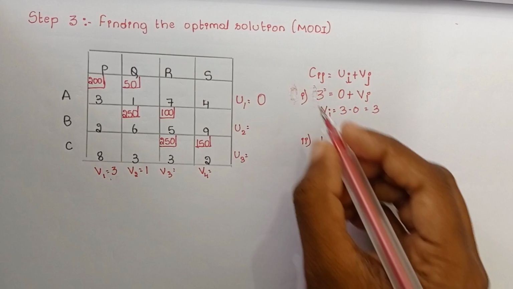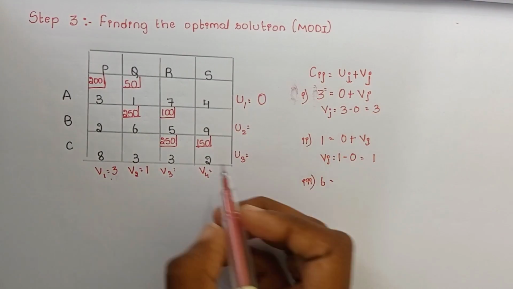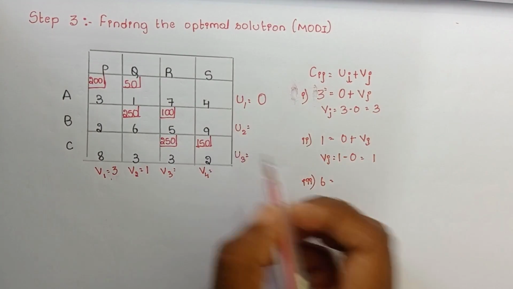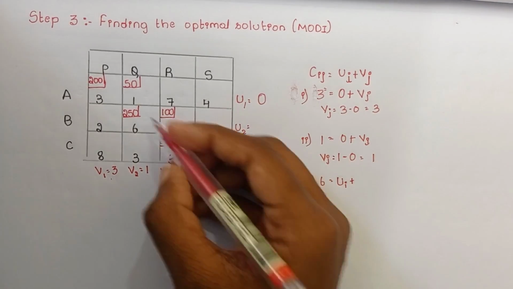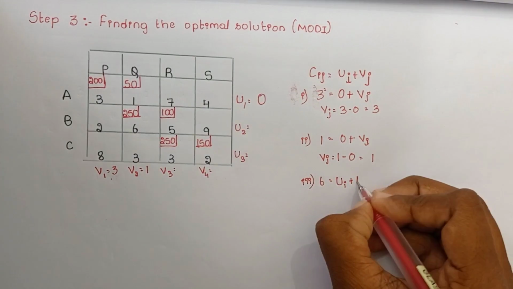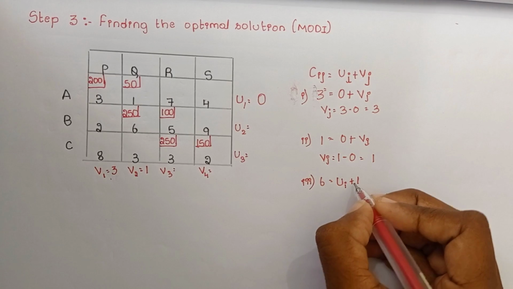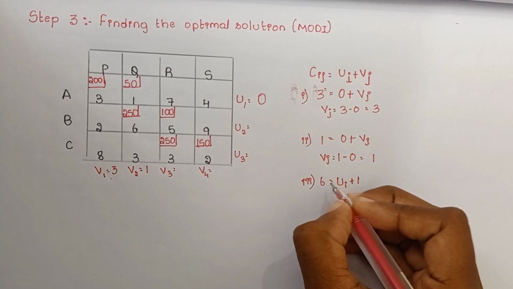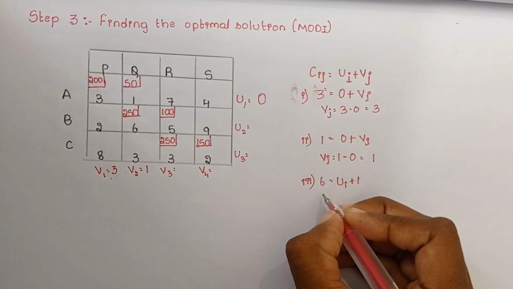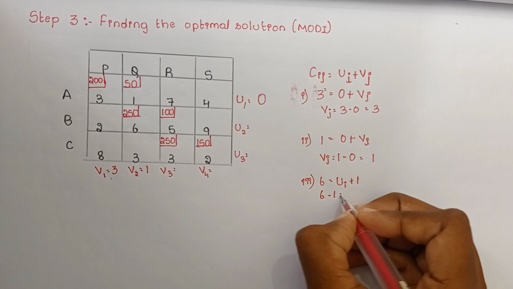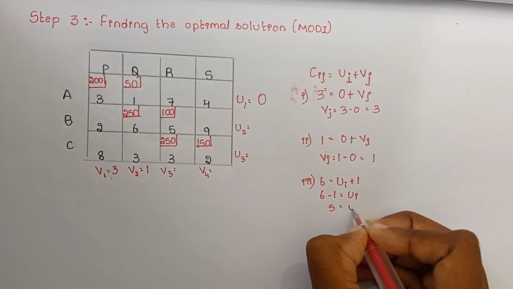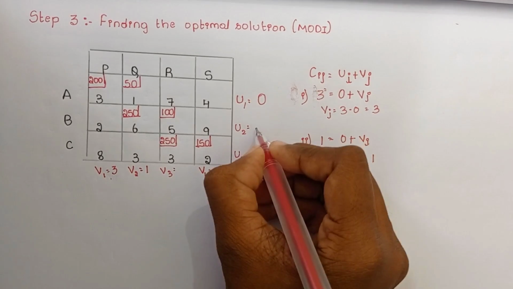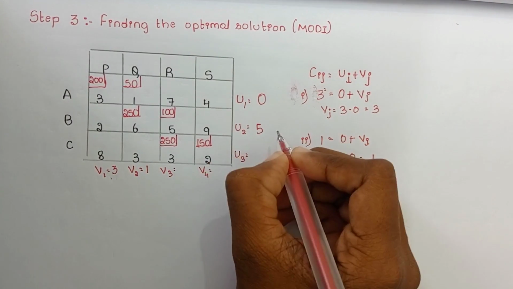So the Cij value is 6, and the u value for 6 is not known. So I will write u as the same, plus the v value for 6, which is 1. If I transfer this 1 to the other side, the plus 1 will become minus 1. So 6 minus 1 is equal to ui. 6 minus 1 is 5, so the ui value is 5. So I will write 5 here.